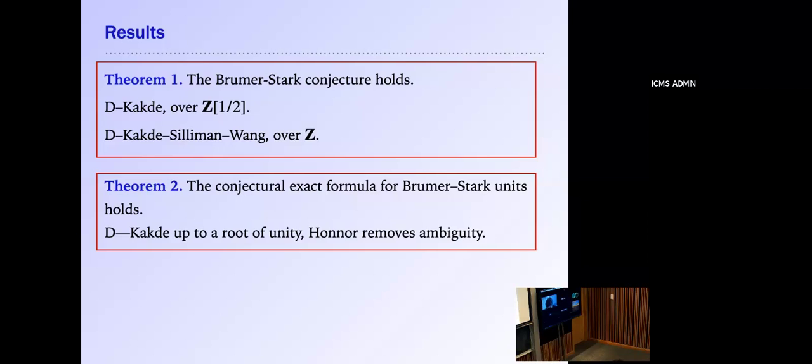It's a two-step process. The ETNC implies a conjecture of Gross called the Gross-Tower Fields conjecture. And then you have to prove that that conjecture implies our integral formula that I gave on the previous slide with Darmon's multiplicative integral. Hopefully I'll be able to say something about both of those implications. I'll say that Mahesh and I proved that second one up to a root of unity, but Matthew Honnor, who's also here, removed that ambiguity. And so we really get this conjectural exact formula on the nose.